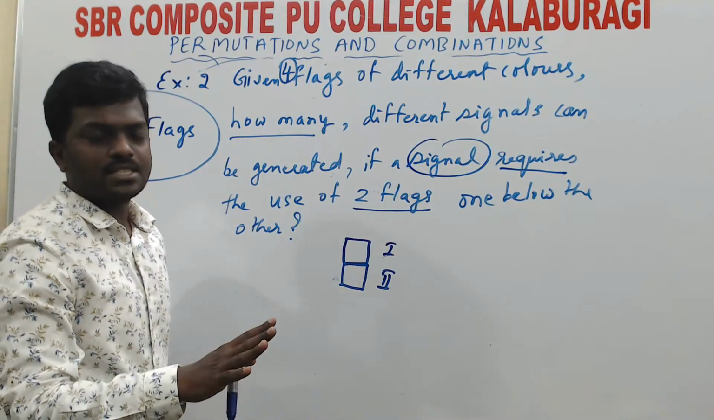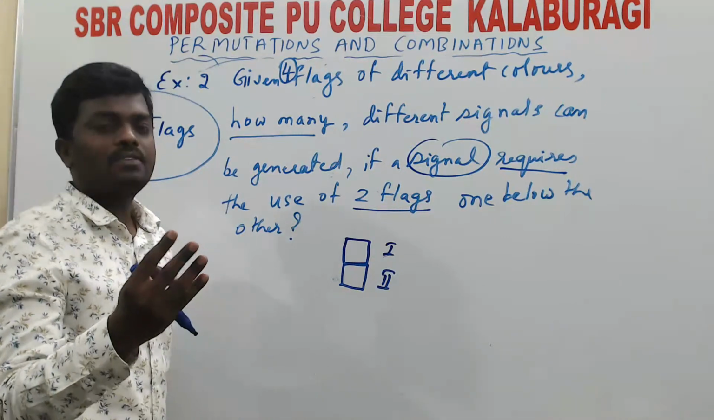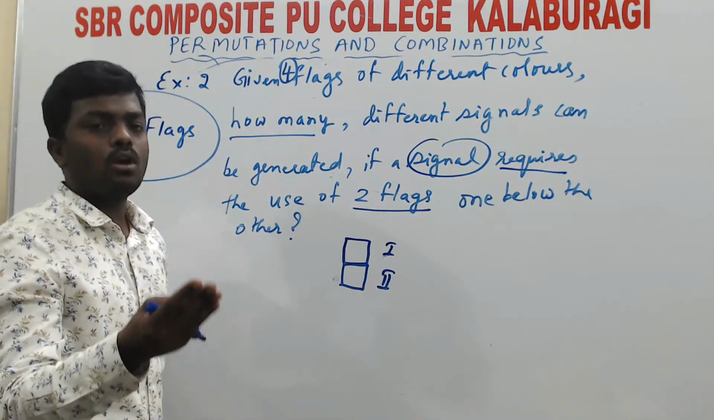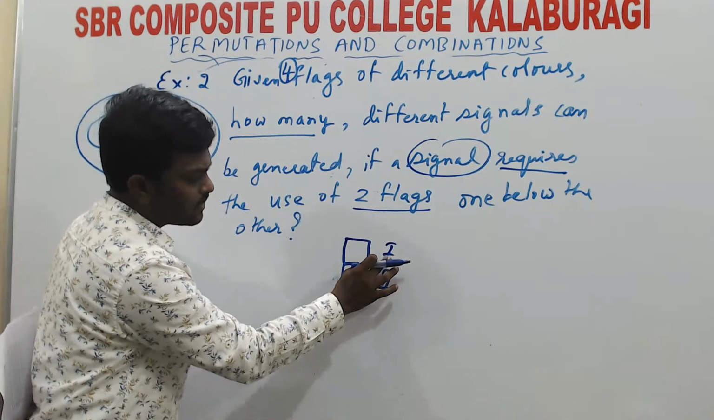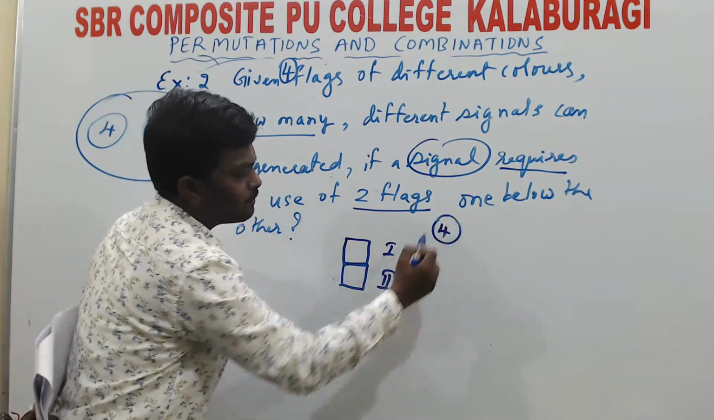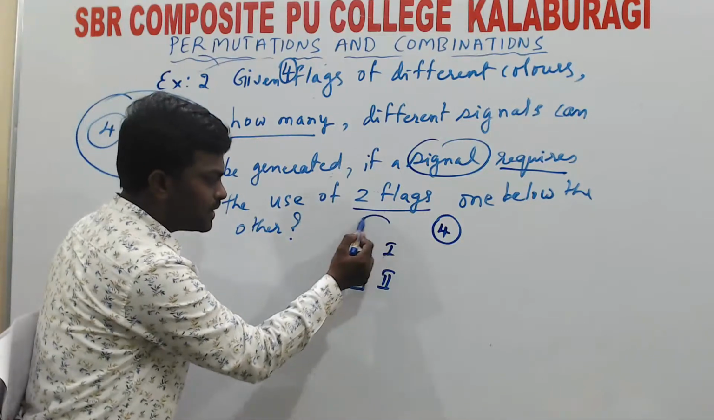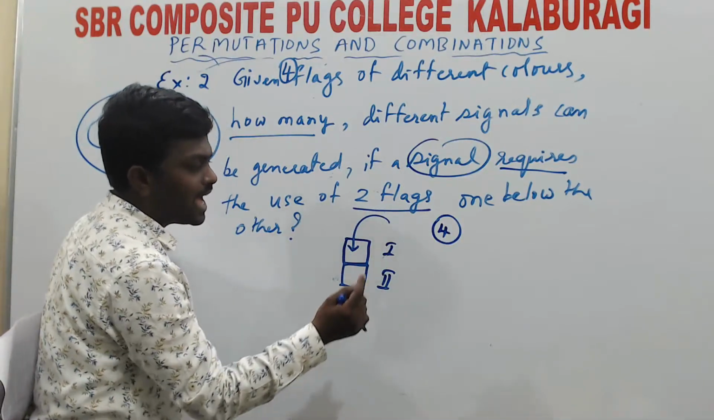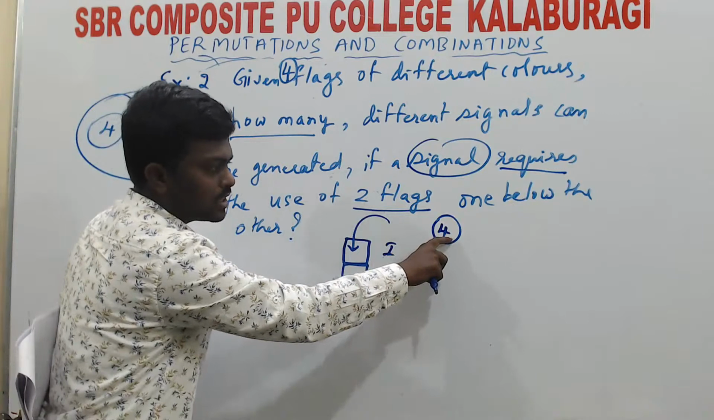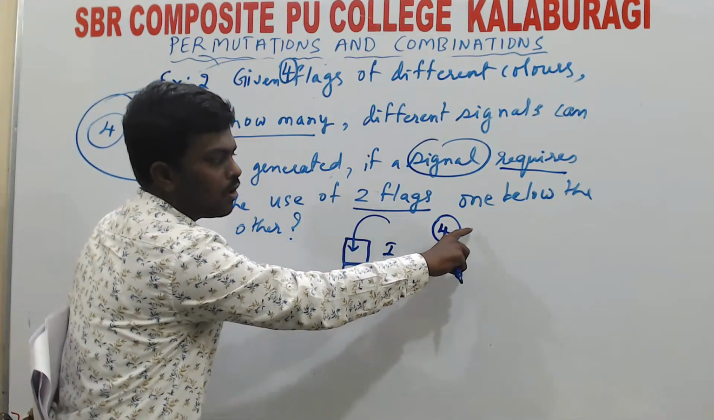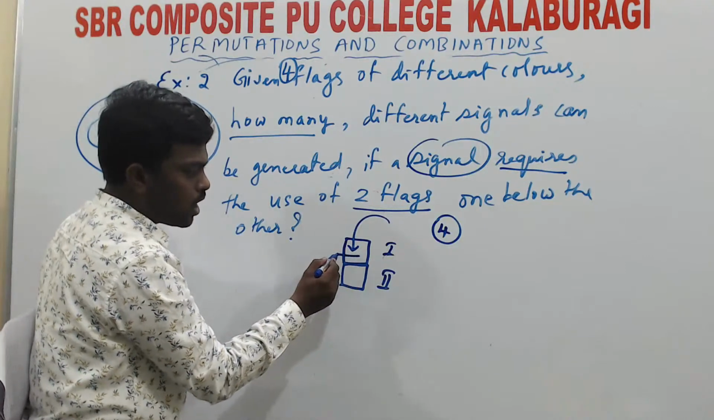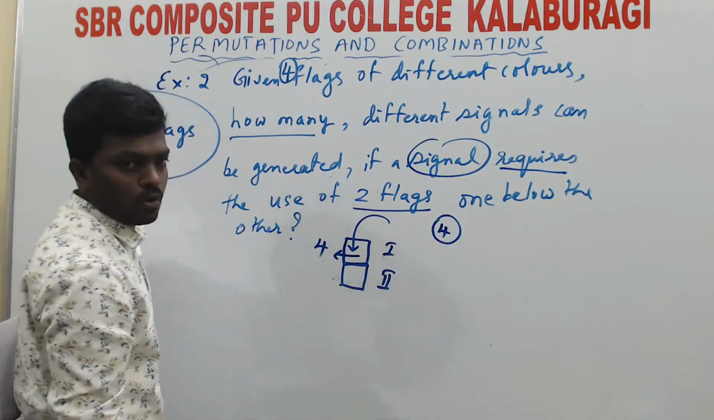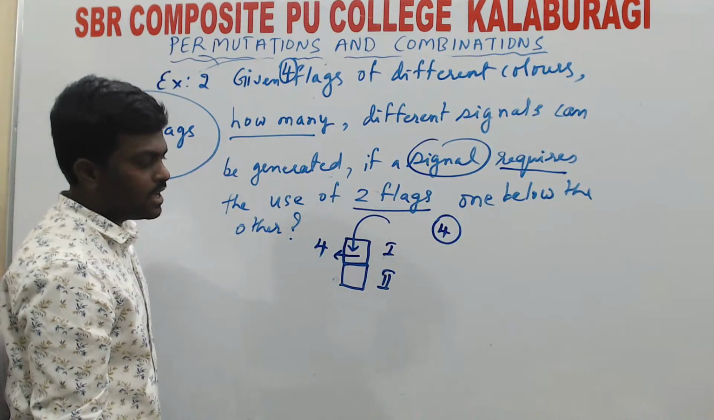Okay, you have seen a traffic signal, right? The same way, you have been given four options, four flags. Now you can see the first flag. So how many flags do we have? Four flags. So to fill the first box, you can fill it with the first flag or the second flag or the third flag or the fourth flag. To fill the first signal, how many options do we have? Four options. Right? Is it clear?